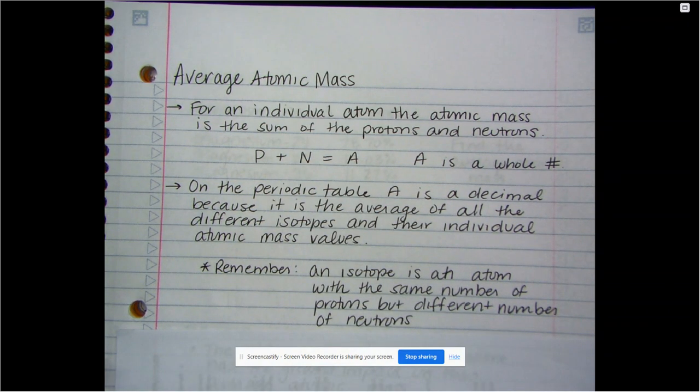Remember that an isotope is an atom that has the same number of protons but different numbers of neutrons. And because of that, they have slightly different chemical characteristics. They're going to behave differently.